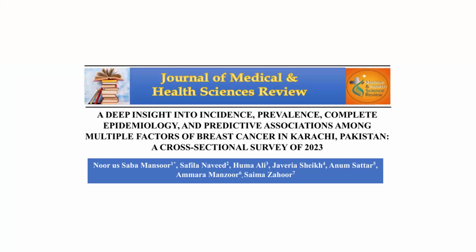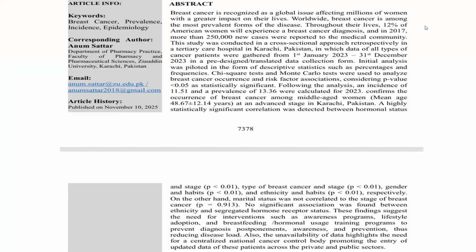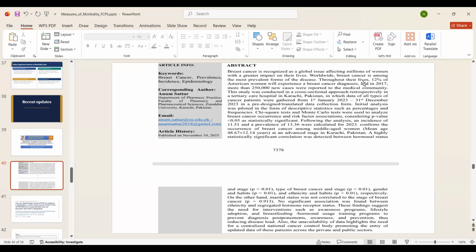This is an article, a deep insight into the incidence, prevalence, and complete epidemiology and predictive association among the multiple factors of breast cancer in Karachi, Pakistan, a cross-sectional survey of 2013. Breast cancer is recognized as a global issue affecting millions of women with a great impact on their lives. Worldwide, breast cancer is among the most prevalent forms of the disease.